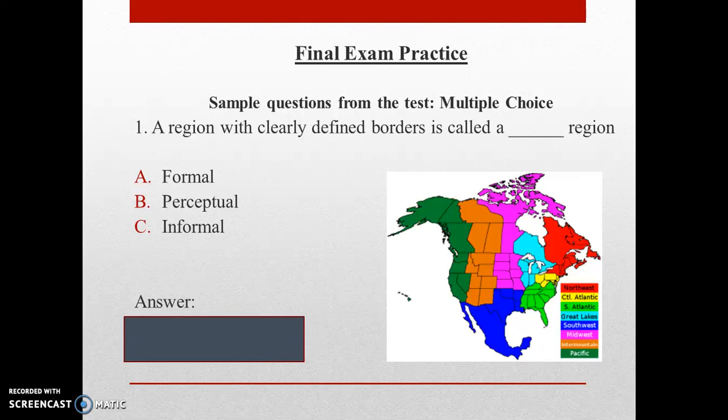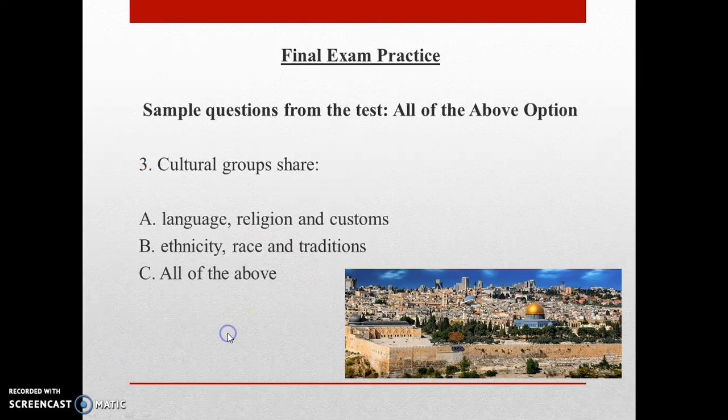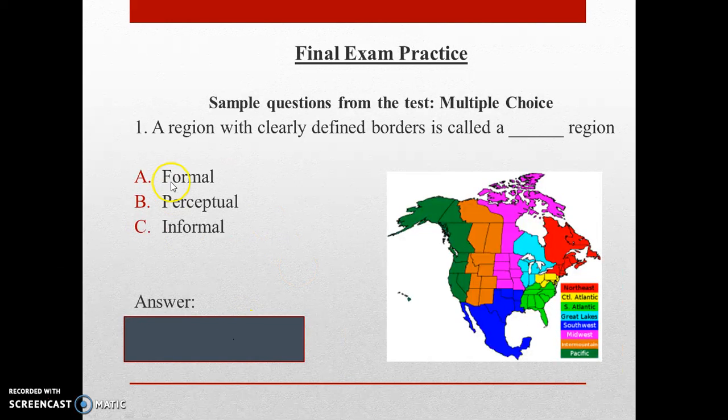And if you want to, right now pause this so that you can think about the question. I am going to show you the answer, so please make sure that you pause it if you want to try to attempt this question on your own. But a region with clearly defined borders is called a formal region, and I can't remove the answer box for some reason, so it is called a formal region.